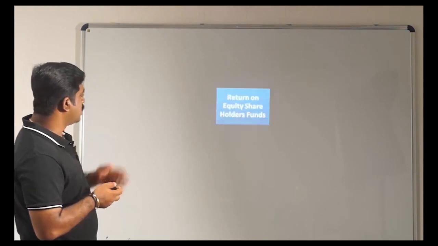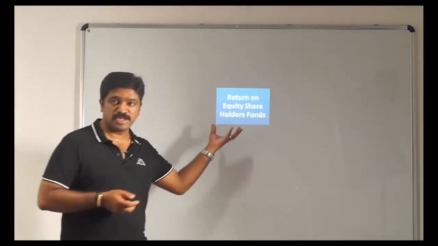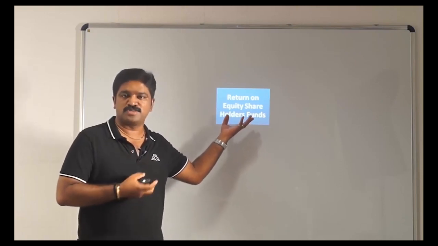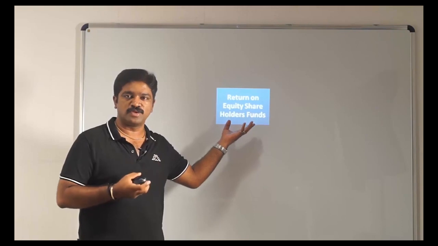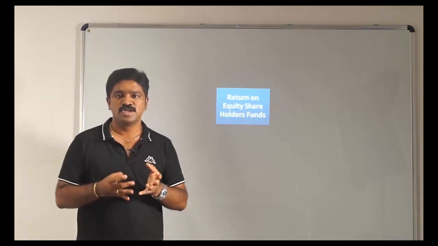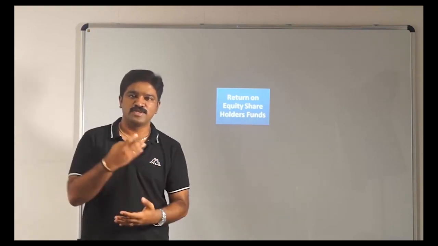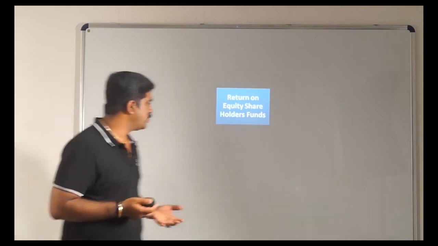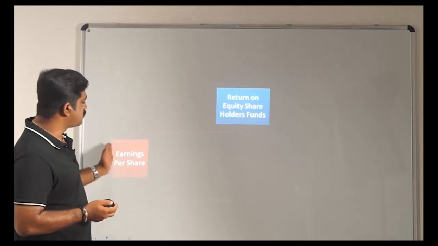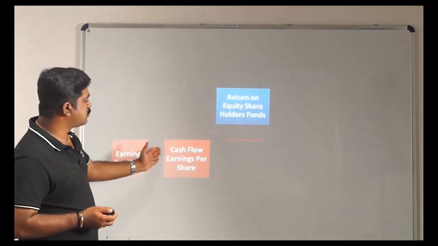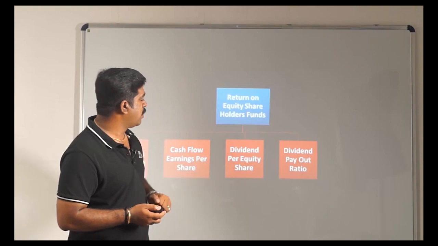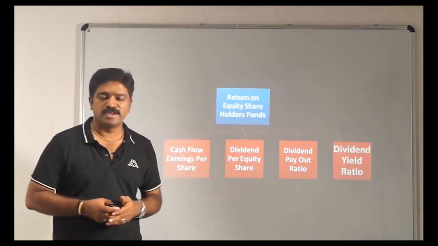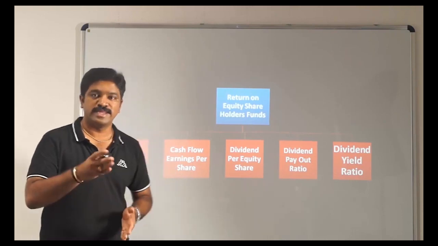Okay, and the next critical element, the return on equity shareholders funds does not just stop with that single ratio, because they are the key owners. So you can't just confine the analysis to a single ratio. There are actually another 4 to 5 ratios: number 1, earnings per share, 2, cash flow earnings per share, 3, dividend per equity share, 4, dividend payout ratio, and 5, dividend yield ratio, which I'll take you through in the next session.